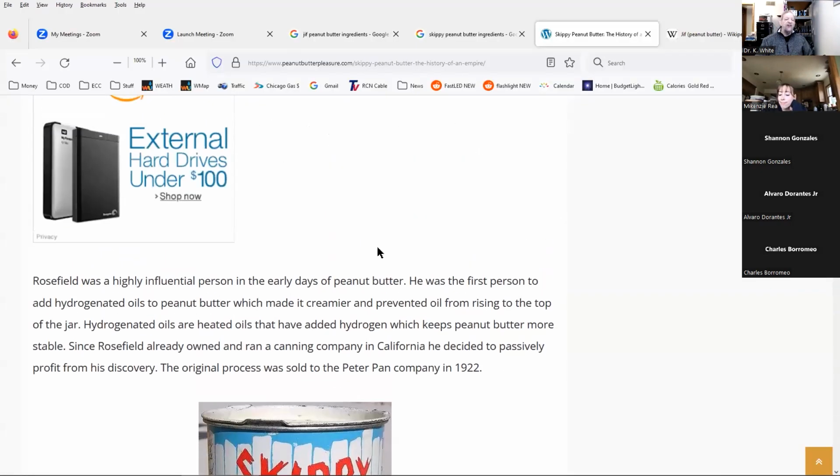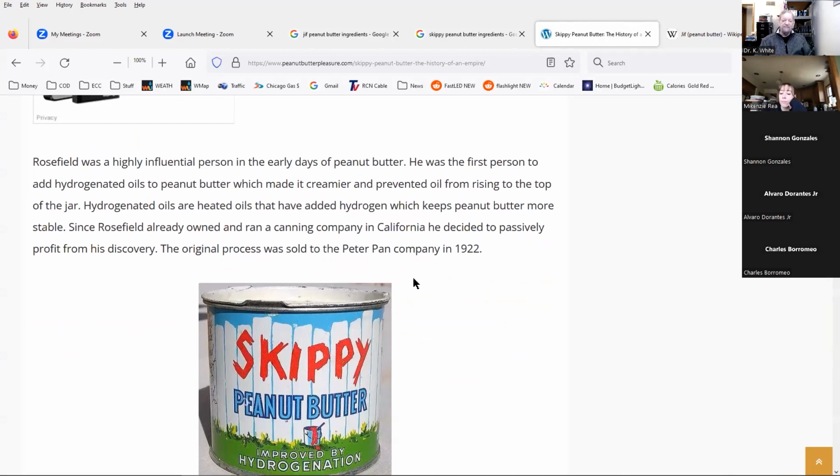But anyways, it was an interesting story how this gentleman, Roosevelt, first came up with Peter Pan. The company that he went with, I forgot which one, turned around and ripped him off and let him go. And he turned around and said, all right, I'm going to make a better one than Peter Pan. He came up with Skippy.